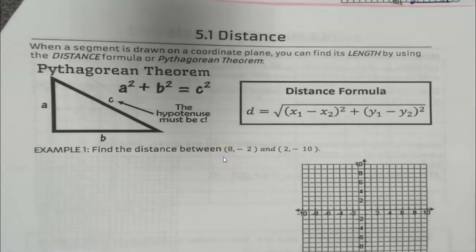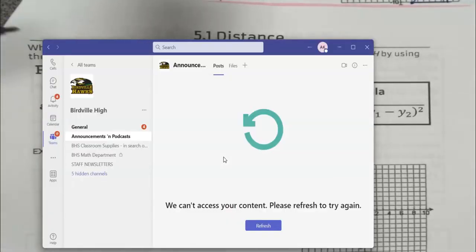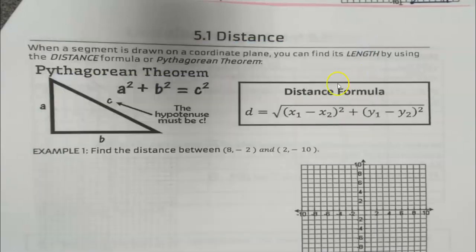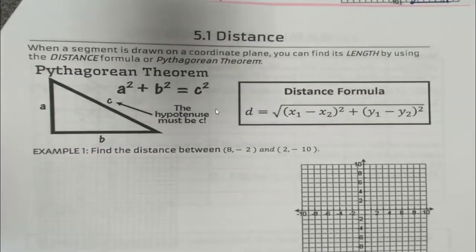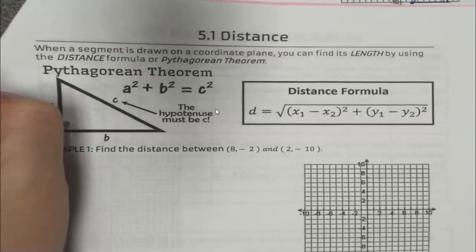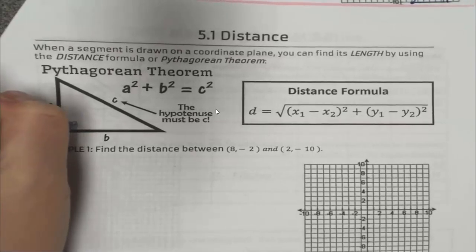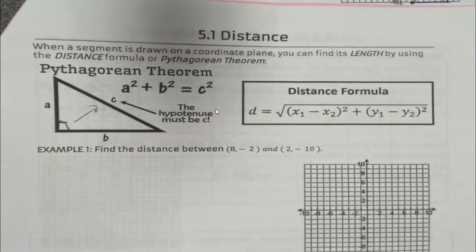Okay, so we're talking about distance formula today. I am going to show you how Pythagorean theorem is related to distance formula. So if you remember Pythagorean theorem, it's a squared plus b squared equals c squared. The right angle is across from c, the hypotenuse.